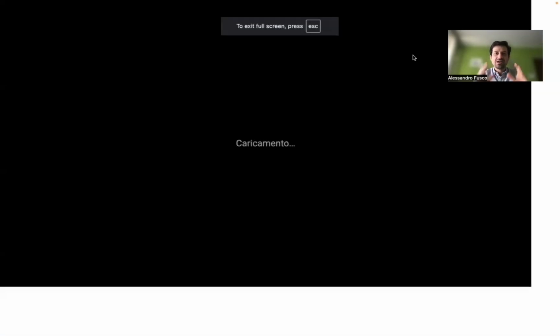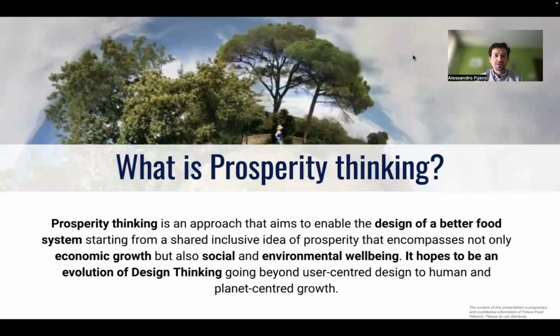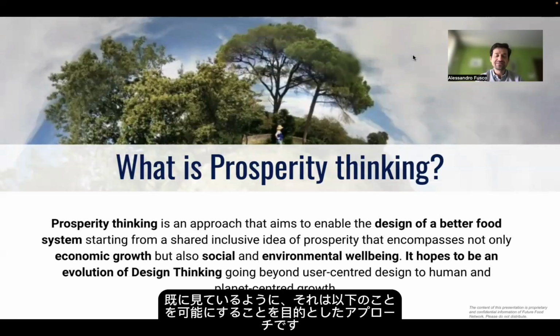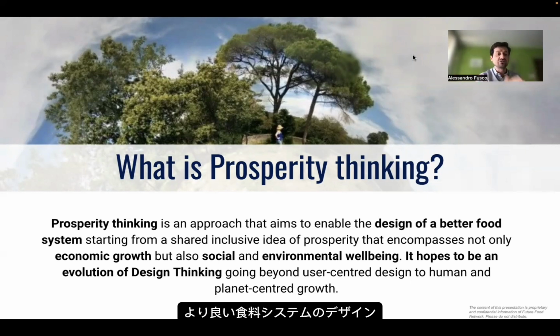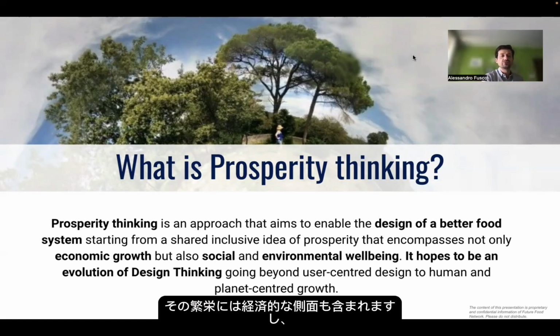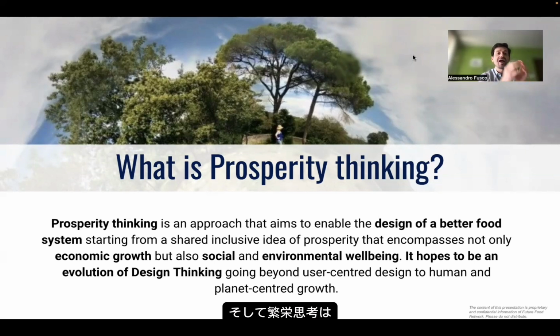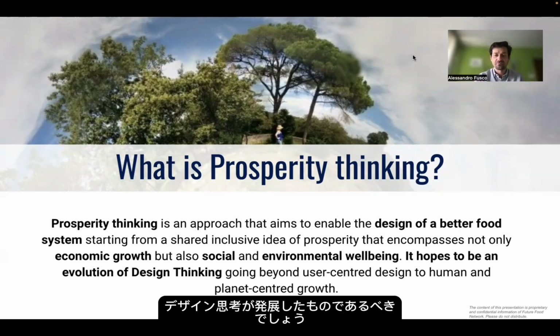Hello everyone. Today we will talk about prosperity thinking, the process behind prosperity thinking. Prosperity thinking, as you already saw, is an approach that aims to enable the design of a better food system and a better society, starting from the idea of prosperity that includes economical aspects, economical growth, but also social and environmental. And prosperity thinking hopes to be an evolution of design thinking.